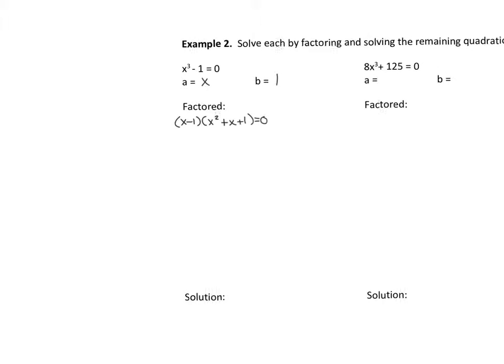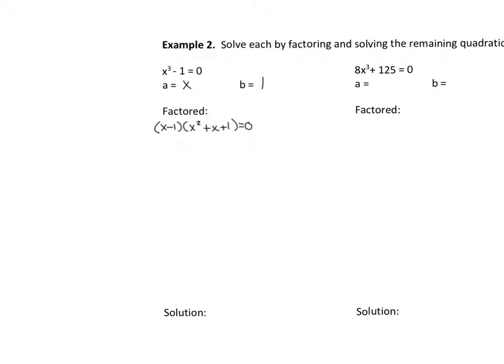Now, this is factored, so I'm going to use the zero product property and set each one of these equal to 0. So I have x minus 1 equals 0, and then x squared plus x plus 1 equals 0. My solution is going to be x equals 1, so I write that right here.